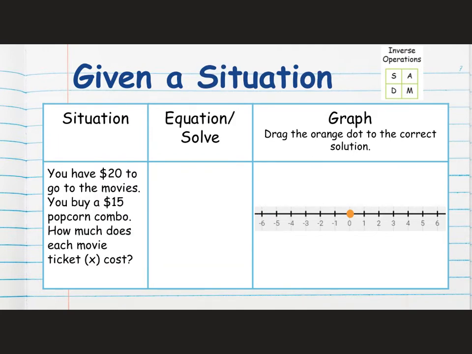Now let's take a look at a word problem. If I have $20 and I want to go to the movies, but I also bought a popcorn combo for $15, then how much would a movie ticket cost? I know I have $20, so I'm spending that. I want to buy a movie ticket. I'm trying to figure out what that one movie ticket costs, and I already purchased a combo of popcorn.